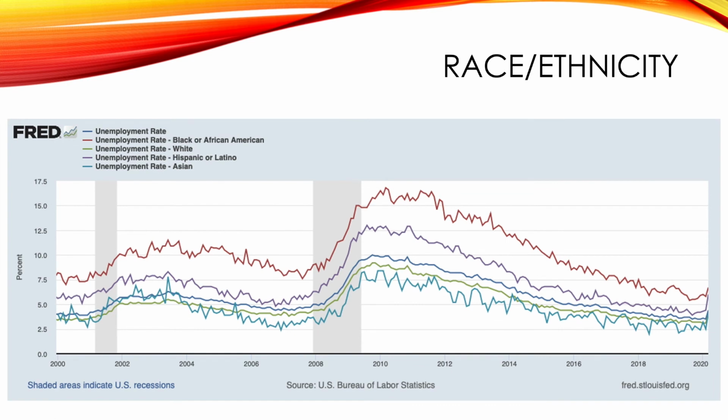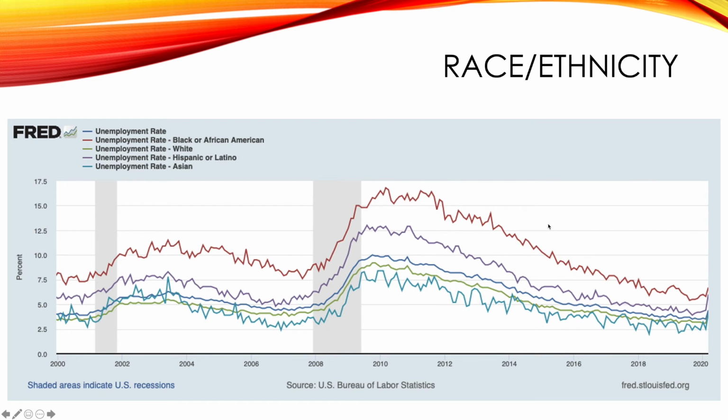Race and ethnicity. I compiled this one based on some commonly viewed ethnic groups. So we've got our blue line, which is the national unemployment rate, right? U3, the one we've been studying. And you can see that for the white group and the Asian group, those lines are typically below the national unemployment rate. However, for Hispanic or Latino, that's the purple line, that is higher than U3. Always. I don't think it ever actually crosses that one. And then for Black or African American, it's all the way up here.